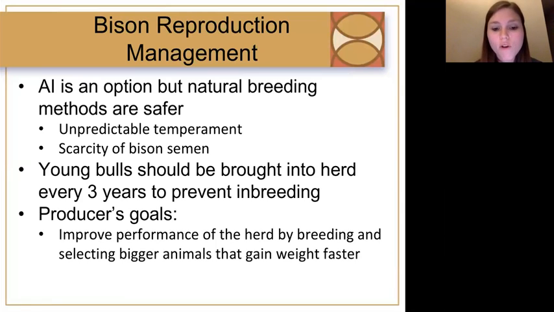The producer's goal should be to improve the performance of the herd by breeding and selecting bigger animals that gain weight faster. And that's true for pretty much any species.